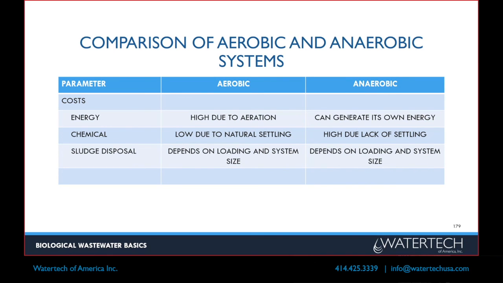Lots of energy costs for aerobic systems versus an anaerobic system, which can kind of create its own energy. If you have enough waste going through, it can actually power an entire plant. Chemical, low if you're using a gravity clarifier. Here you're going to have higher chemical usage, A, because it doesn't settle, and B, because your mixed liquor suspended solids are a lot higher. And then sludge disposal, that all just depends on what sort of assets you have for dewatering and hauling and where you're going with it.